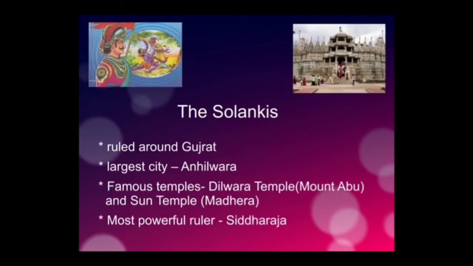The next Rajput rulers were Solankis. They ruled around the area of Gujarat, and the most powerful Solanki ruler was Siddha Raja. Gujarat was a major center of Indian Ocean trade, and Anhilwara was one of the largest cities during those times. The Solanki rulers were great patrons of art and architecture. They built magnificent temples. The Dilwara temple at Mount Abu and the Sun temple at Modhera were built by them.